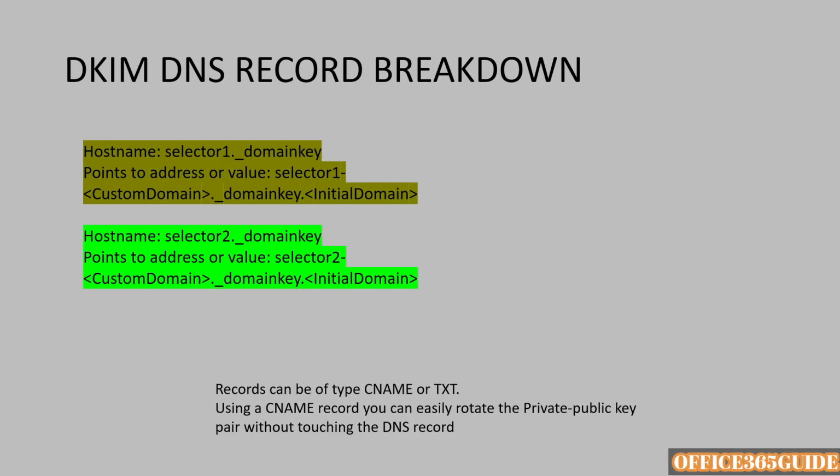We will see that in practical also. Now talking about selector2 or another DKIM record, this is usually inactive and becomes active only after you rotate the keys, and then the selector1 DKIM record becomes inactive.